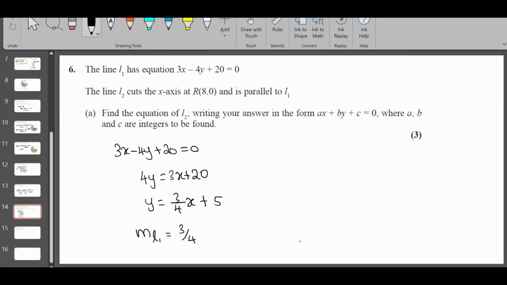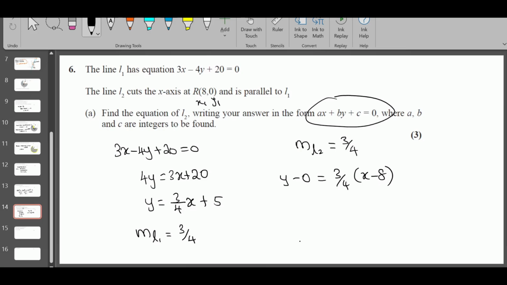Since L2 is parallel to L1, they share the same slope. And L2 passes through this point, so you can write y minus y1 is equal to slope times x minus x1. This point is x1, y1. And they want you to write it in this form where A, B, C are integers. That means you cannot have a fraction. Multiply through by 4. 4y is equal to 3x minus 3 8s are 24. Move 4y to the other side. 3x minus 4y minus 24 is equal to 0.